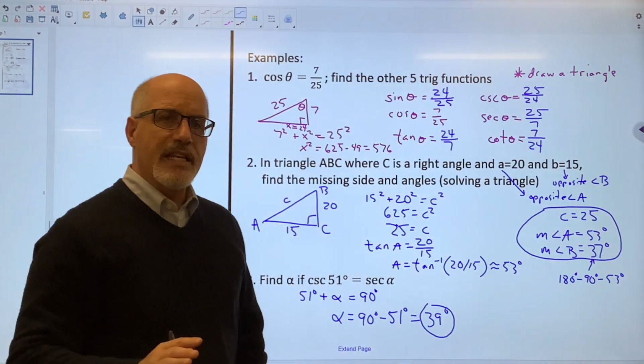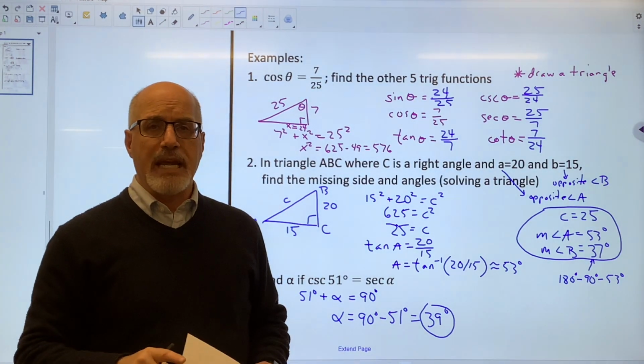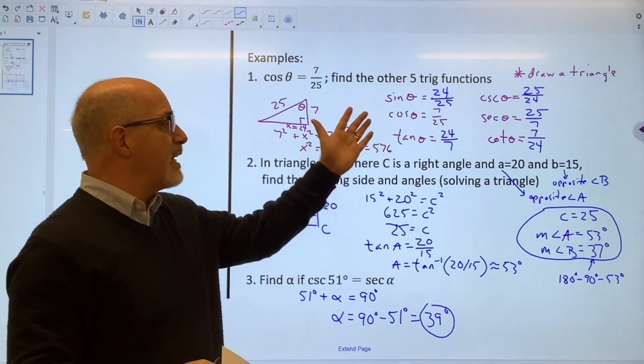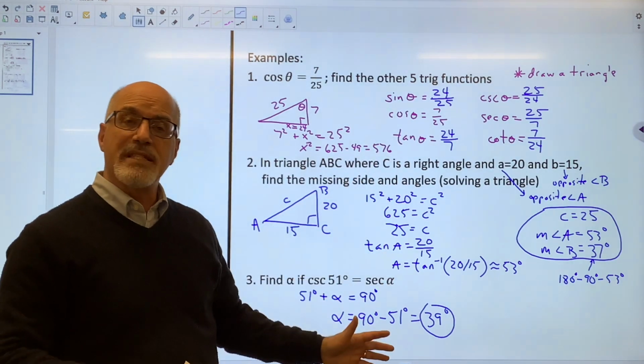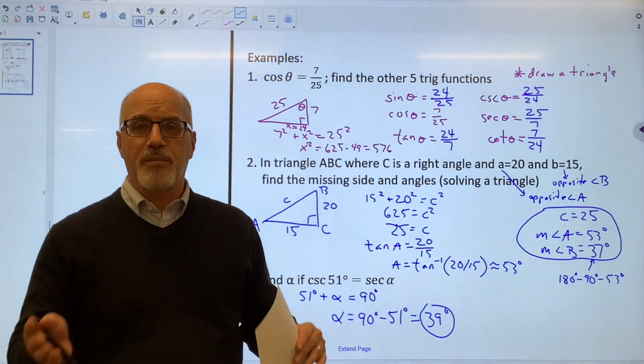So what we've done is we've used identities, which are true statements on a given domain, and we've used our trig ratios to find missing information in triangles, to find missing trig ratios or missing angles, and if we use that information, we can solve problems.